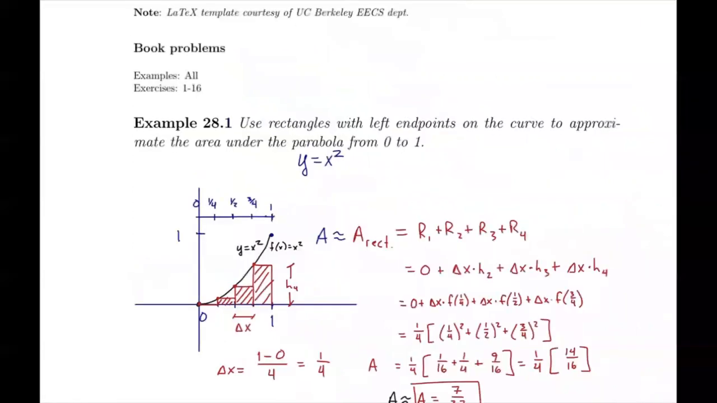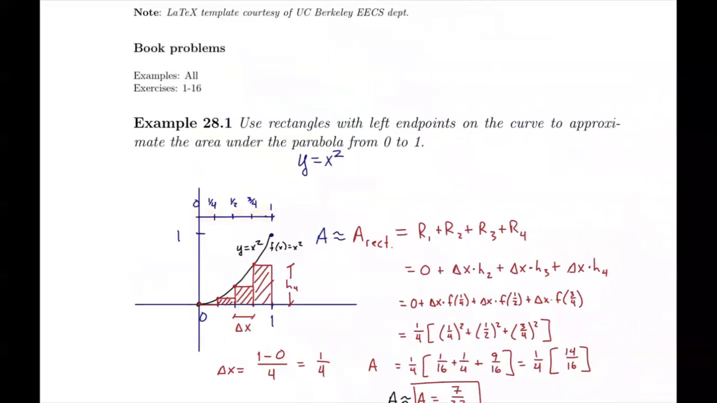Now, they don't tell us how many points to use, so we'll just choose an arbitrary amount. We're going from 0 to 1, so let's split it up into 4 rectangles. Typically, a problem will say, use rectangles with left endpoints, or use 4 rectangles, or use 8 rectangles with left endpoints to approximate the area under a given curve between 2 points. So in our case, we've chosen to use 4.